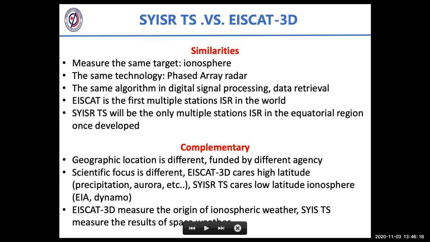For example, ISCAT 3D will mainly focus on the high latitude ionosphere, such as precipitation and the aurora, and the SESAR tristatic system will care about the low latitude ionosphere, which has a totally different ionosphere phase. ISCAT 3D measures the origin of ionosphere weather, because the energy transfers from the high latitude to the low latitude, and the SESAR tristatic system measures the result of space weather. So next, please.